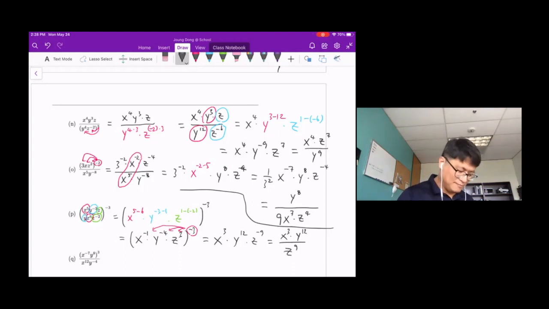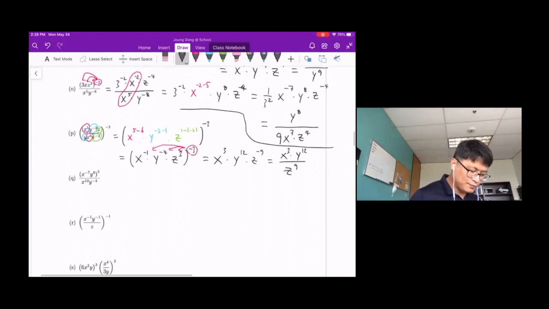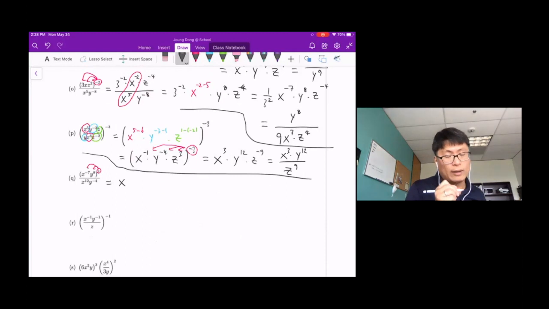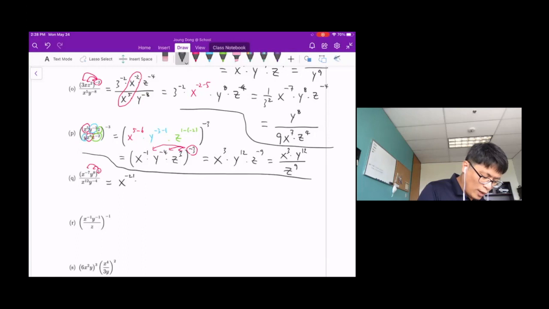Is that clear? Then what about q? Okay, so as I told you, look at your numerator. We're going to take care of the cube first, okay? So that cube will be distributed this way, okay? So that is equal to x to the negative 7 times 3, which is negative 21, and then y to the 8 times 3, 24, over x to the 12 and y to the negative 4.